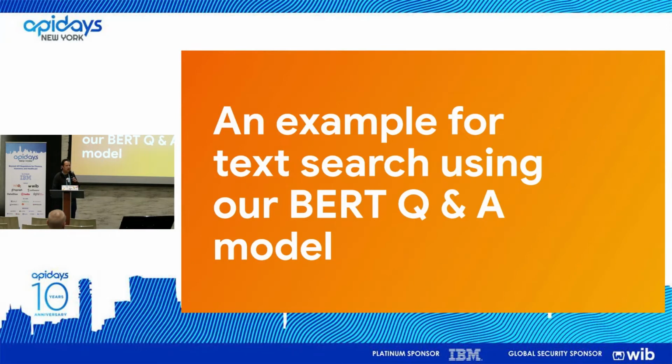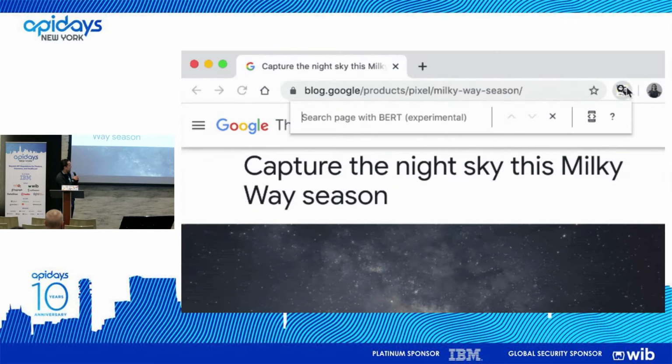So, a lot of demos, and you're probably wondering at this point, well, that's nice, Jason, but how hard is it really to use, right? So here's an example for text search using a model with a very fancy name, BERT Q&A. All it means is it's a natural language processing model that can find the answer to your questions. And here it is in action. So I turned it into a Chrome extension, so I can ask a question: what's the best stargazing days?